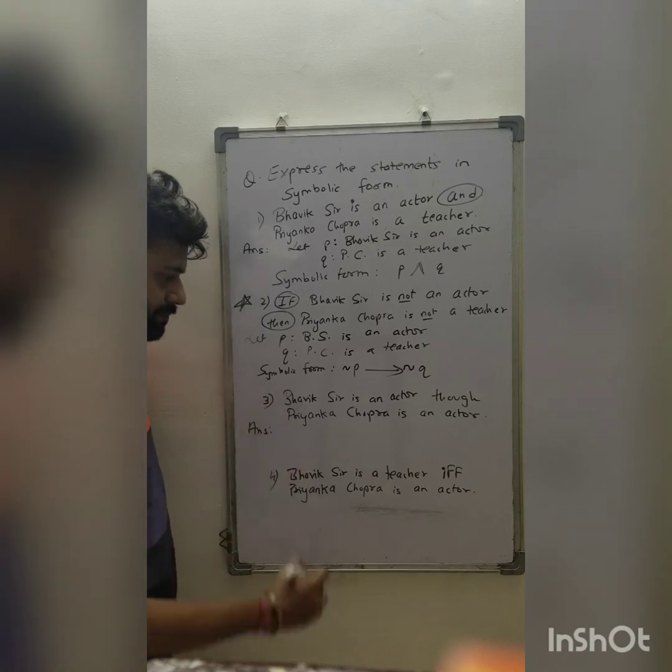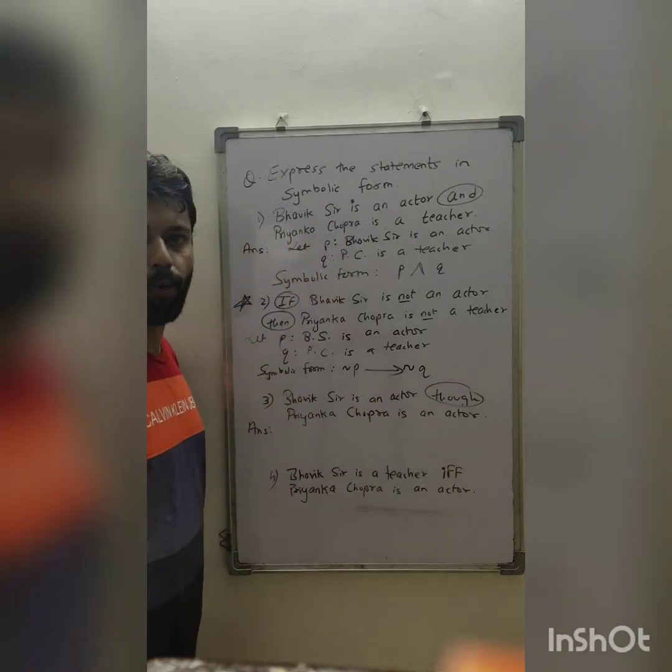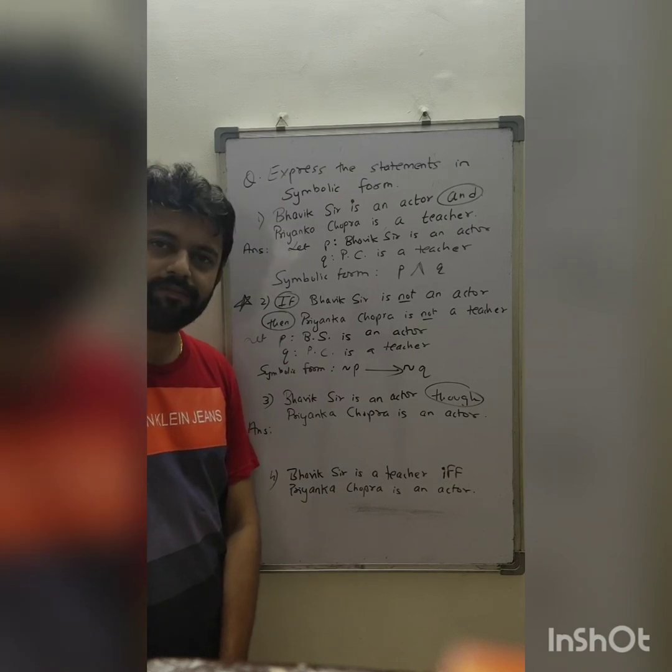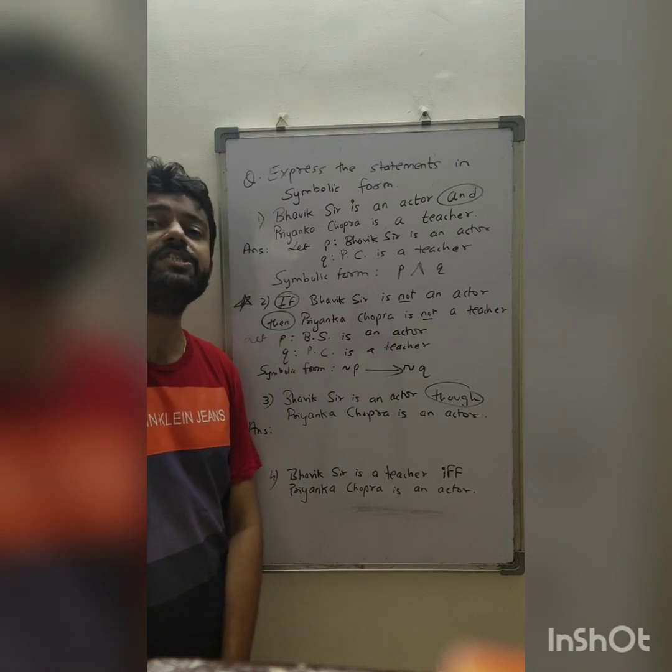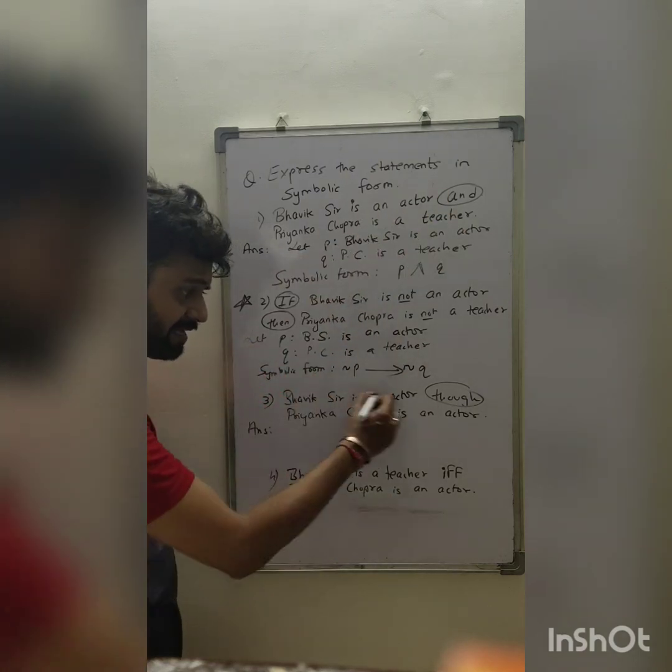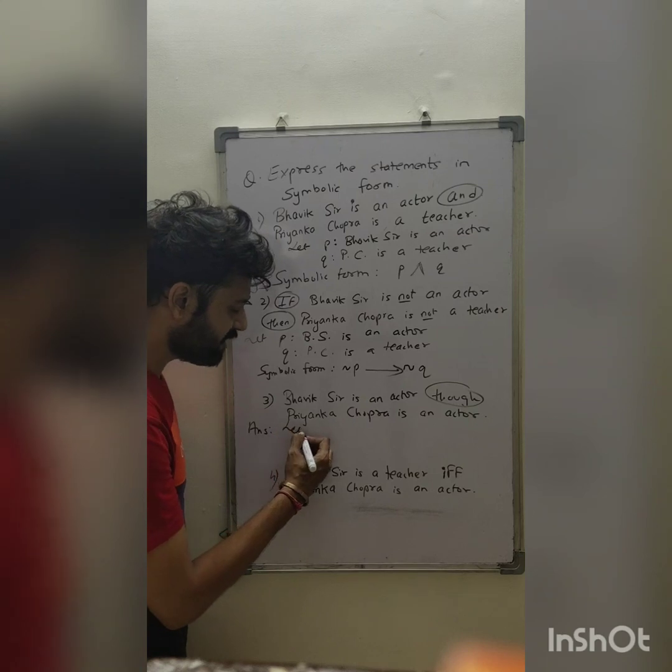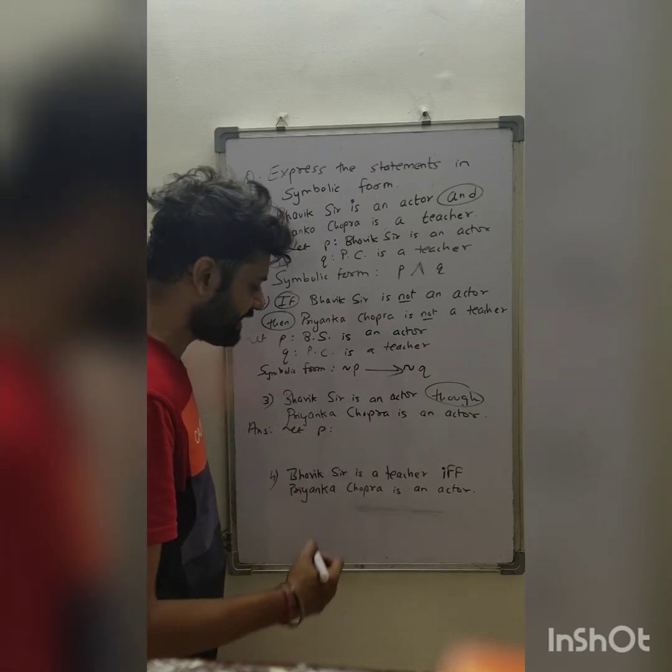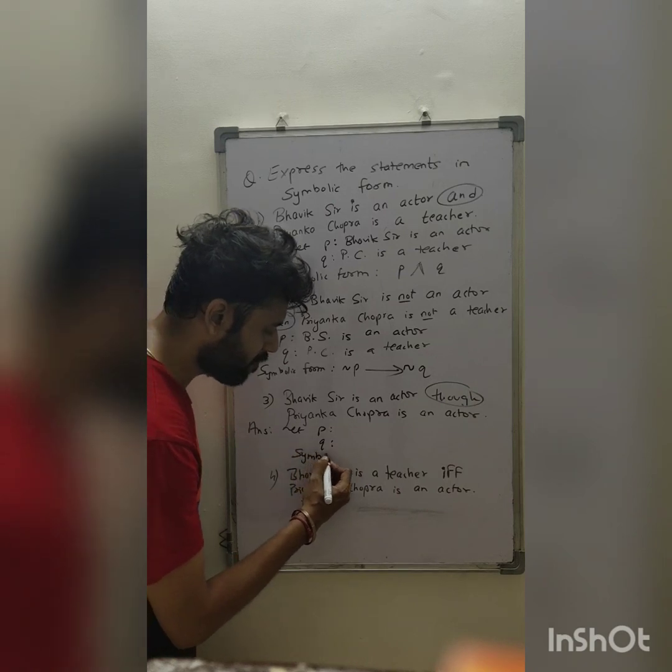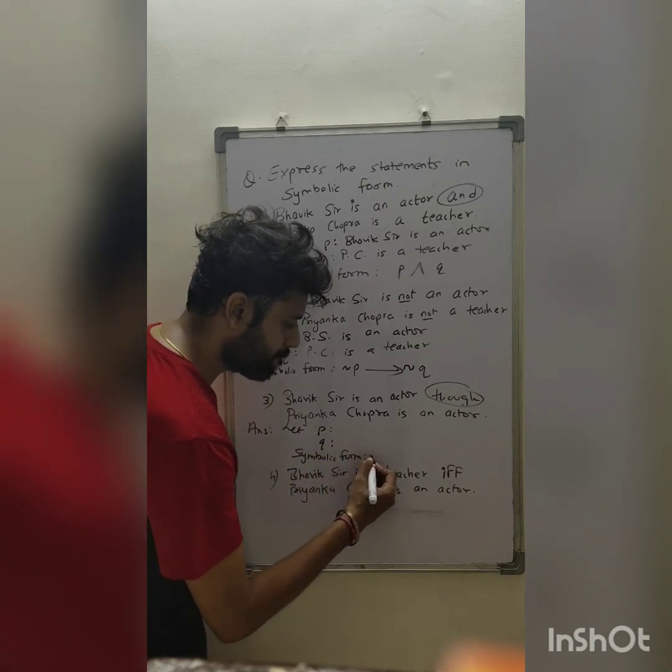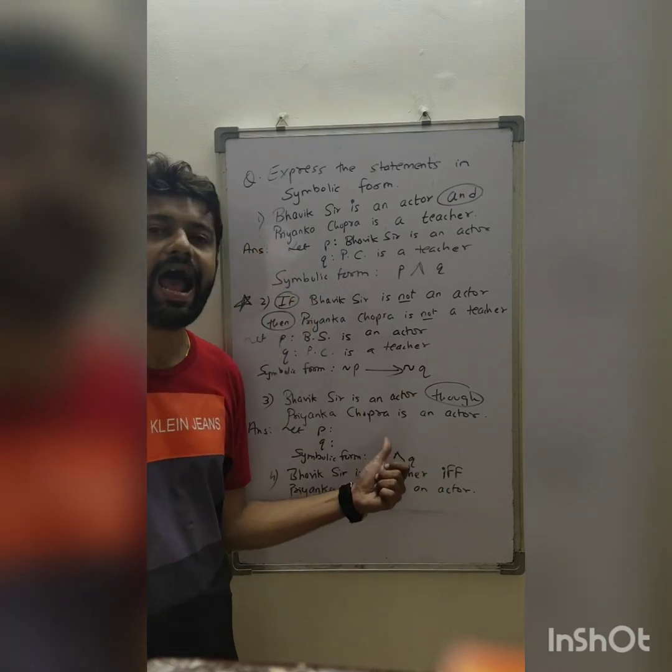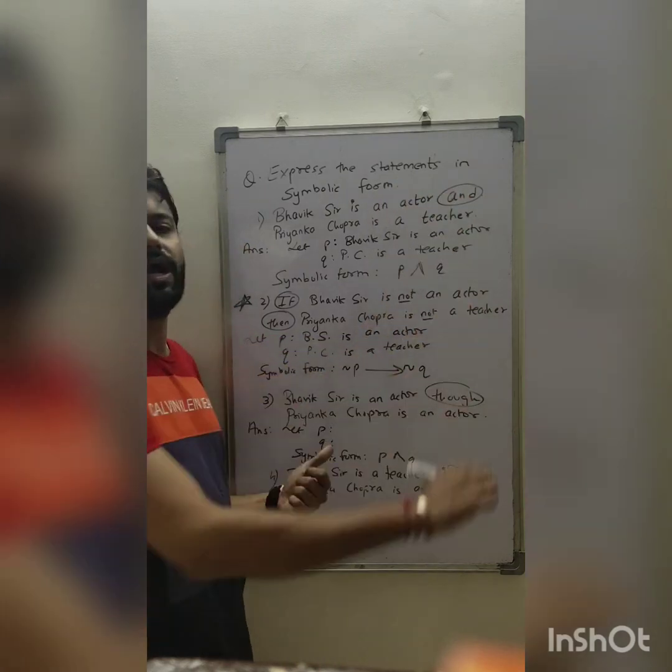Third and fourth. Here you find though. Wherever you find though, but, also, they all belong to the category conjunction. Conjunction meaning and. This is very simple, you can assume on your own. Let P is Bhavik sir is an actor, let Q is Priyanka Chopra is an actor, and the symbolic form will be P and Q. P and Q, though has the same meaning as and.